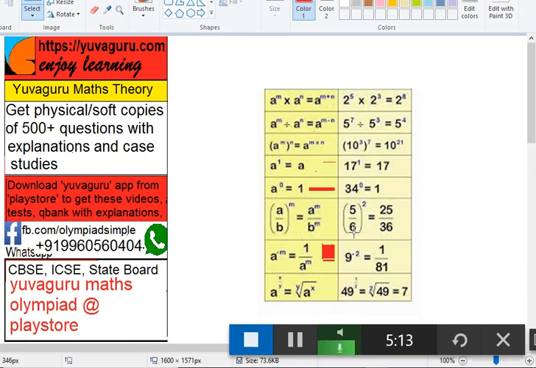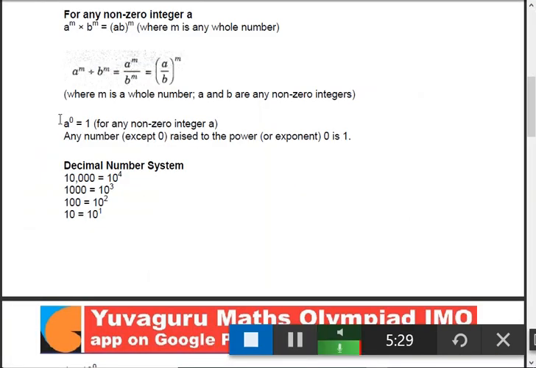See this, (5/6)^2 equals 5 square upon 6 square, which is 25 upon 36. Similarly, it will be for multiplication also: a^m into b^m equals (a into b) the whole raised to m, right? a raised to 0 equals 1 for any non-zero integer a, means anything raised to 0 is 1.